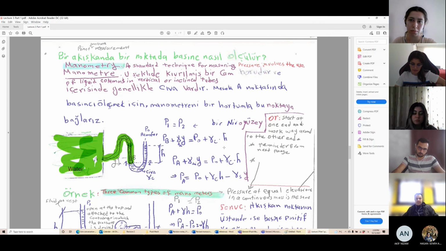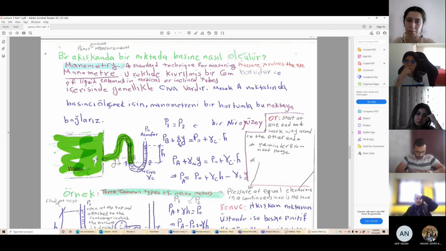So I can simplify this equation. In that way, instead of PB, I can write PA, the pressure at the point of interest. Why can I write PA instead of PB? Same liquid, because they are at the same level. So PA plus gamma of water times Y equals P0.